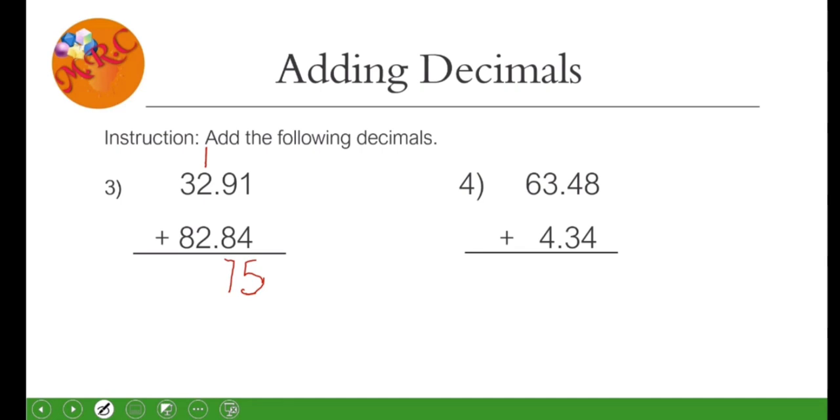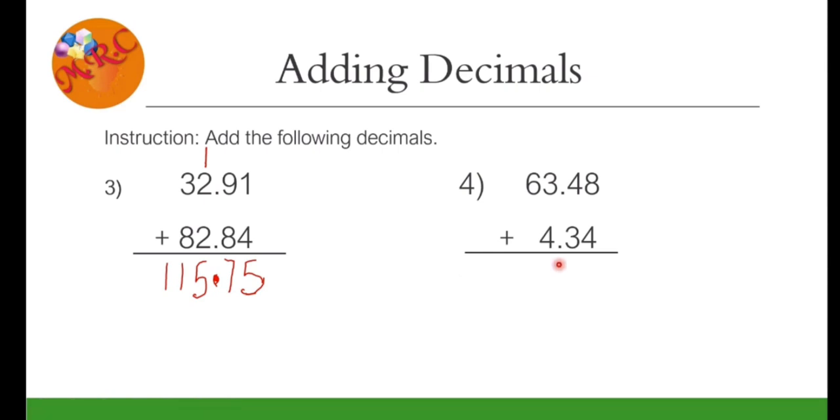Alright, bring down our decimal point right there. Now we're going to add our 2 plus 2 plus 1, which gives us 5. So our 5 in line with the 2 and the 2's and the 1. Then we're going to add our 8 plus 3, which is 11. And we're going to write down the entire 11, as we do not have another column to bring that over to. Alright, so here our answer is 115.75. Alright, let's go to number 4 question.